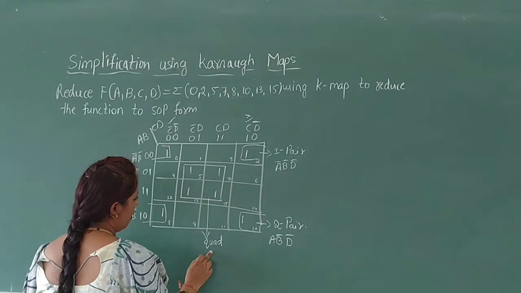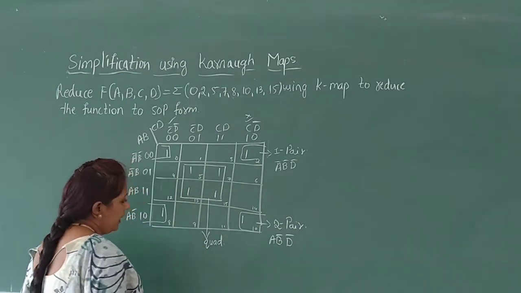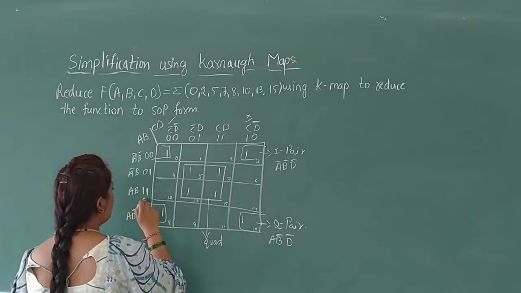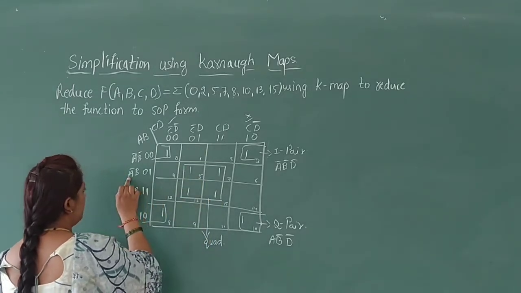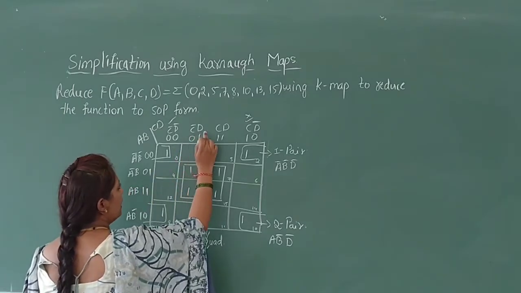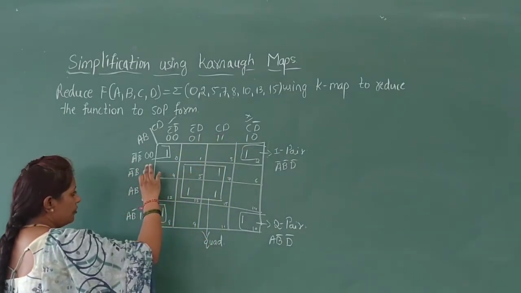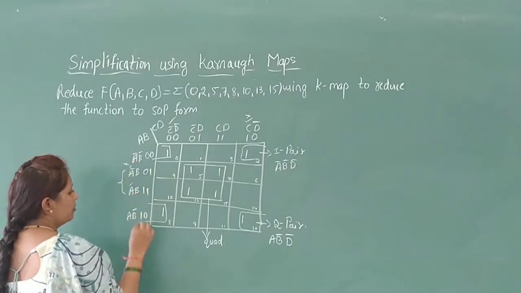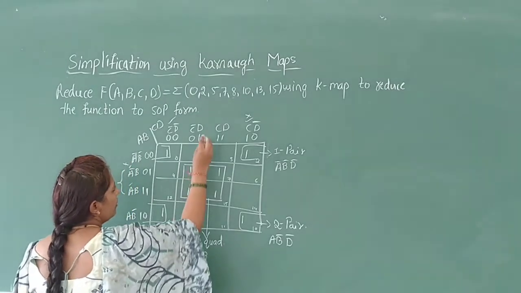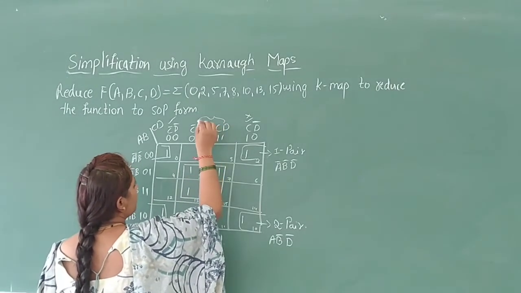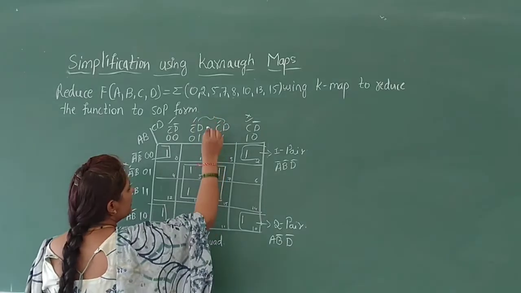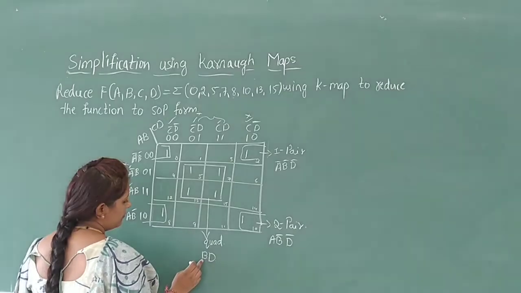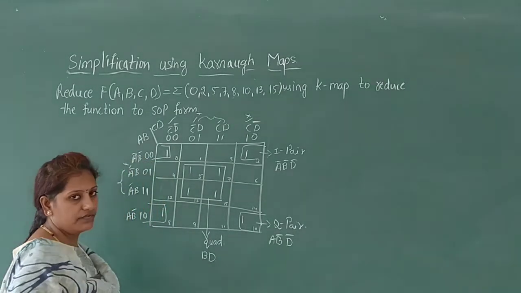And for the third formation, the quad, take the minterm value. These four values are found in two rows and two columns, that is A bar B, A B, C bar D, C D. Compare these two rows. A bar removed, only B taken out. Compare these two column values. C bar C removed, D taken out. Only B D minterm value is formed.